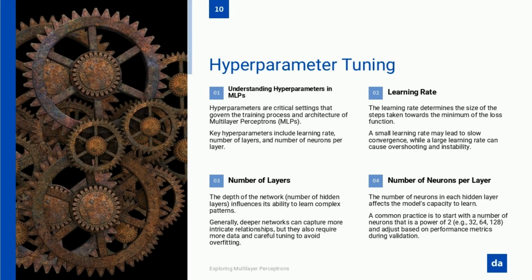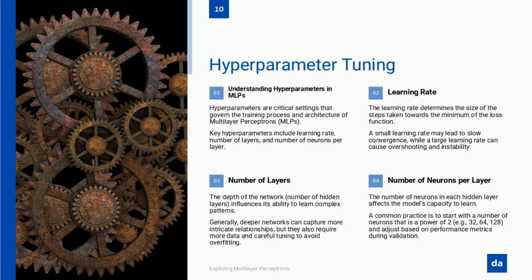Next, we have the number of layers. Too few layers, and the network doesn't have enough depth to learn complex patterns. Too many, and we run into issues like vanishing gradients or overfitting. It's all about finding the right balance for the task at hand. Closely related is the number of neurons per layer. More neurons mean more processing power, but also more risk of overfitting if the network memorizes patterns instead of generalizing.